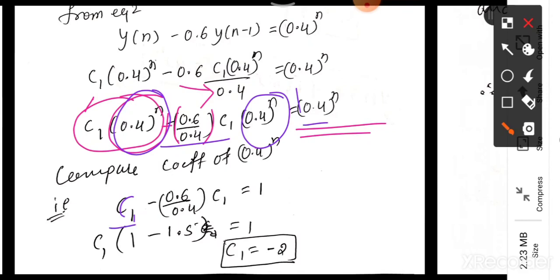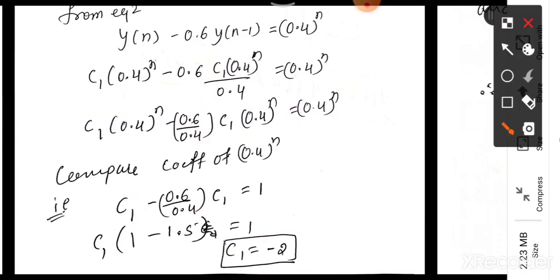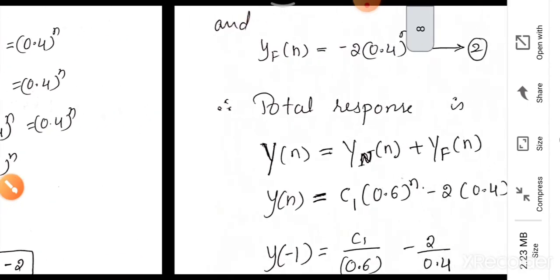Okay, now take C1 outside. When you take C1 outside, 1 minus 0.6 divided by 0.4 is nothing but 1.5, which is equal to 1. So 1 minus 1.5 will be minus 0.5, then 1 divided by minus 0.5 will be your minus 2. This is your forced response coefficient.